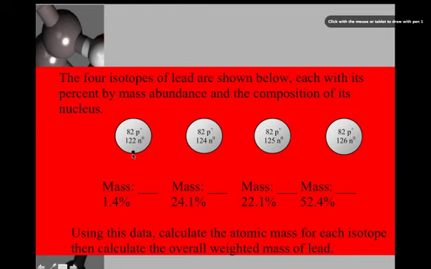What is the mass of the first isotope? We have 82 plus 122. That should give you the mass number, 204. And then what about the second one? Well, we still have 82 because it's still lead, but the neutron number is different. This one is 82 protons plus 124 neutrons, so that's 206.